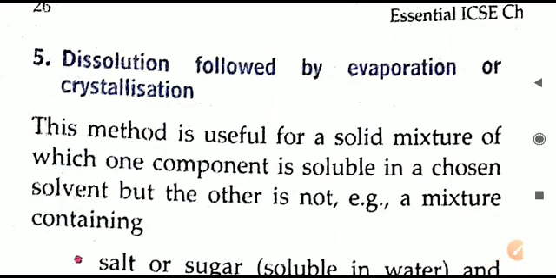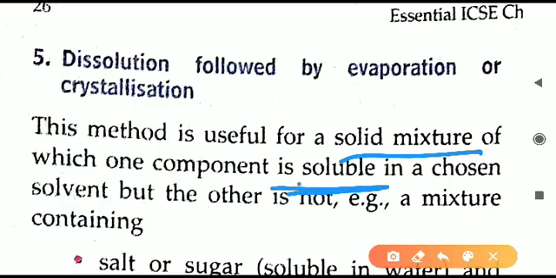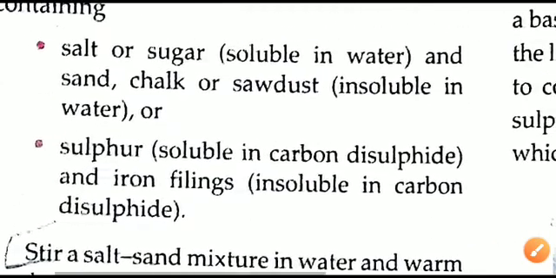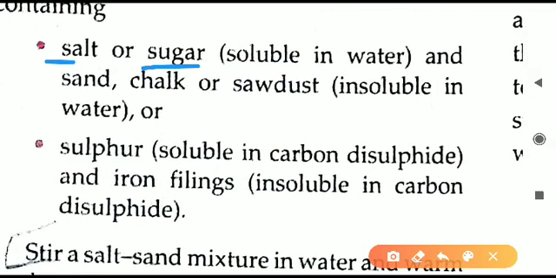First of all, dissolution is done. So we are taking a solid mixture. One substance of that solid mixture is soluble in water, another one is insoluble. For example, as I already told, salt or sugar in water. Another one is given here, that is chalk or sawdust, that is insoluble. So one substance is soluble in water, another substance is insoluble in water.